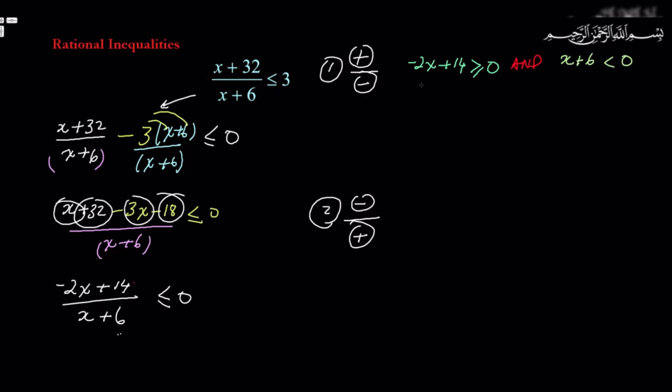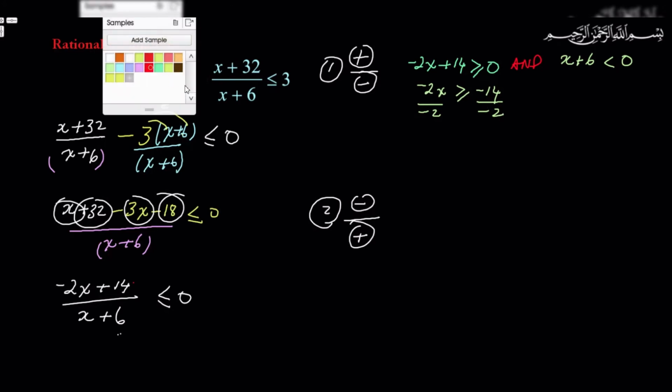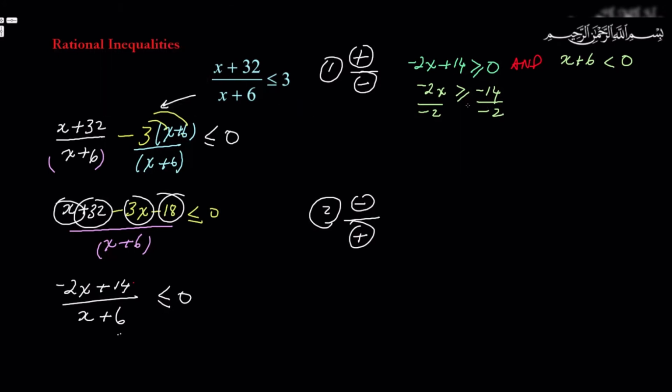So I solve this. I add negative 14 to both sides, and I get minus 2x greater than or equal to negative 14. Now I divide both sides by negative 2, and I don't make the mistake that some children make by forgetting to change the sign. When you divide an inequality by a negative number, remember you have to flip the sign. So this greater than or equal to becomes less than or equal to.